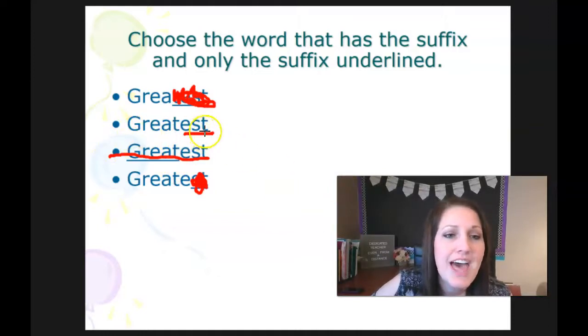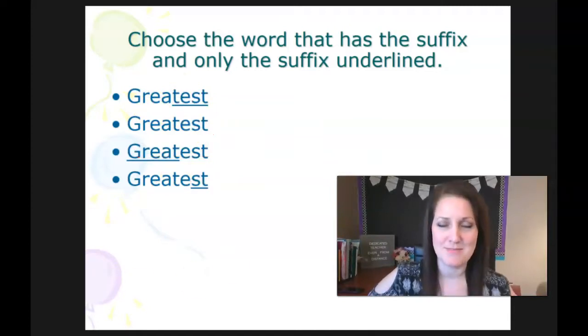So it should be E-S-T, because if we take that off, we have "great." So like a degree of greatness. You're the greatest, you're the most great. So that was a bad example. Wah, wah. Let's try the next one by yourself.